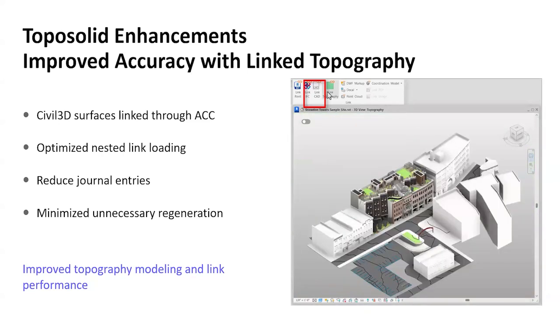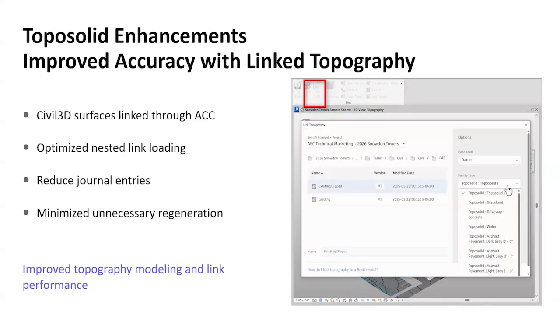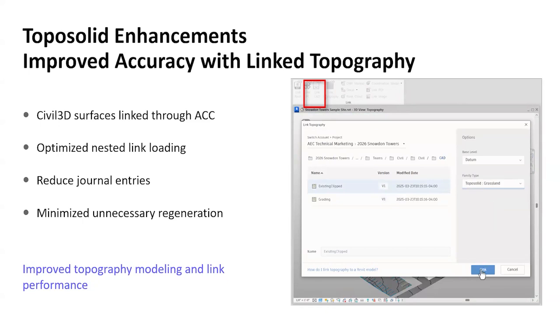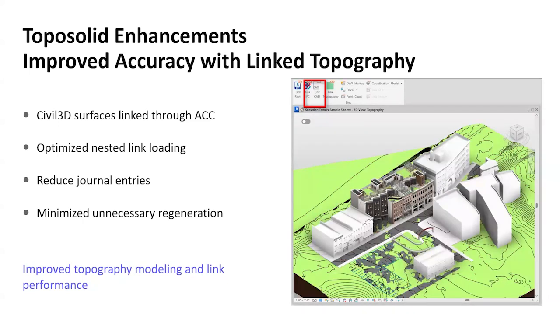So as you can see, it zips around pretty quick. We link in the topography using Autodesk docs. We find the Civil 3D file and we link it in, and you can see how quickly we can navigate around this much more complex TopoSolid.